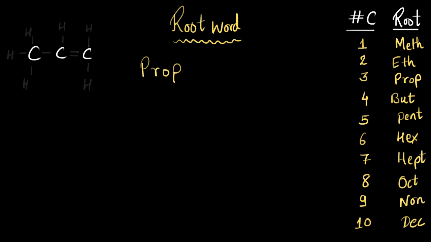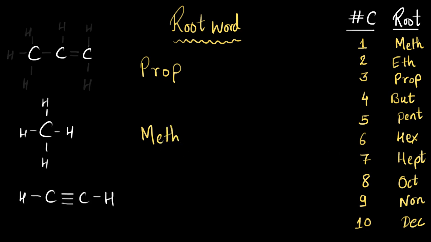Similarly, let's look at one more example. Can you pause and guess what will be the root word for this compound? If you have tried it, let's see. This one has only one carbon atom, and for 1, we use the root word meth. Let's look at one more example. Pause and try to name the root word for this one. So here, there are only 2 carbon atoms present. So here we will use the root word eth for this. Eth.